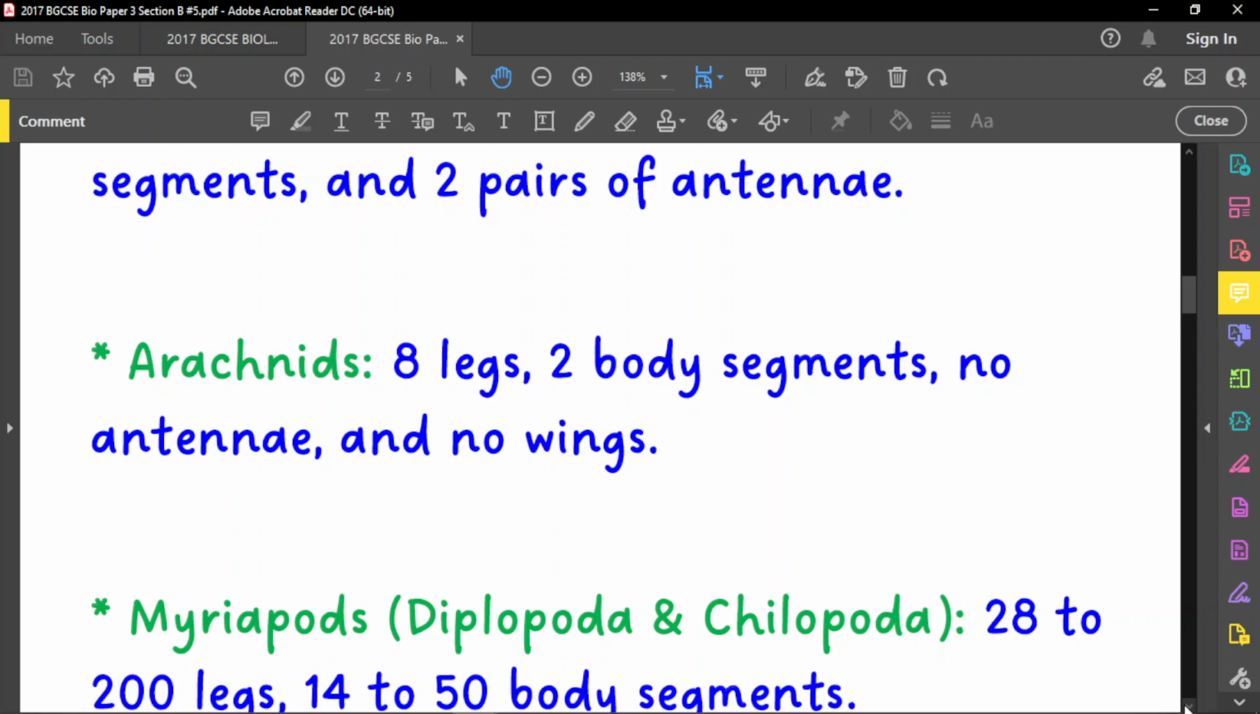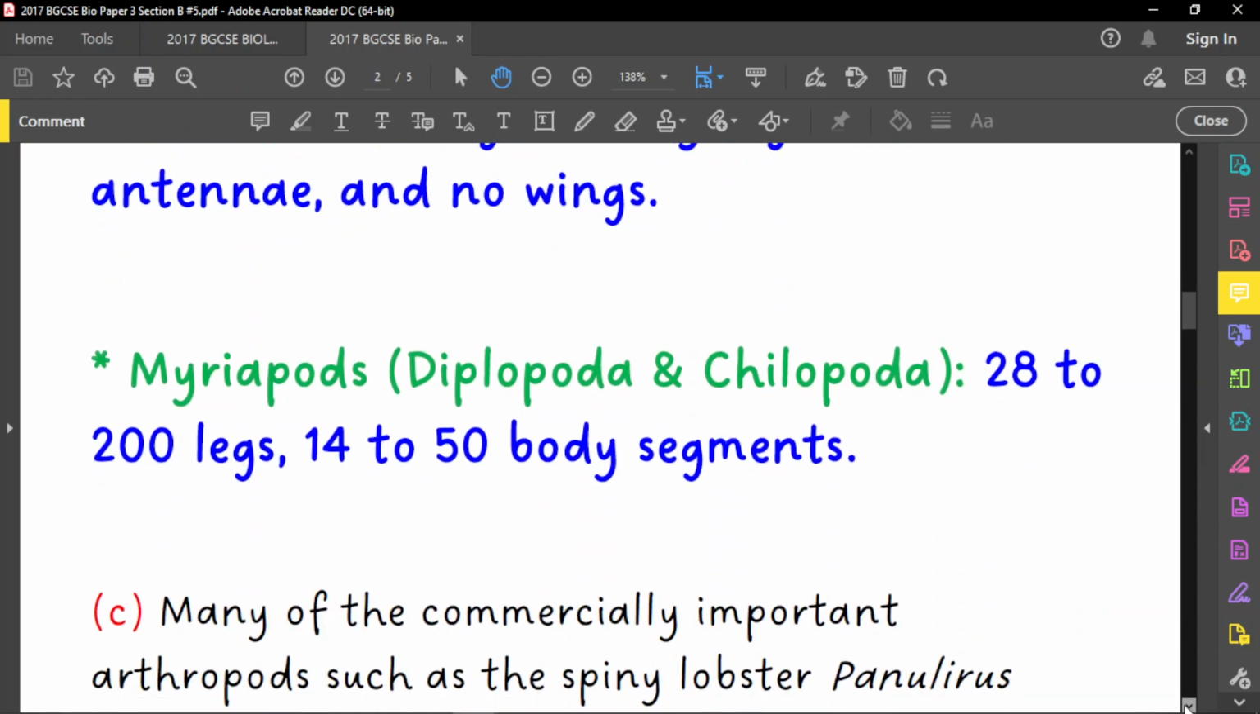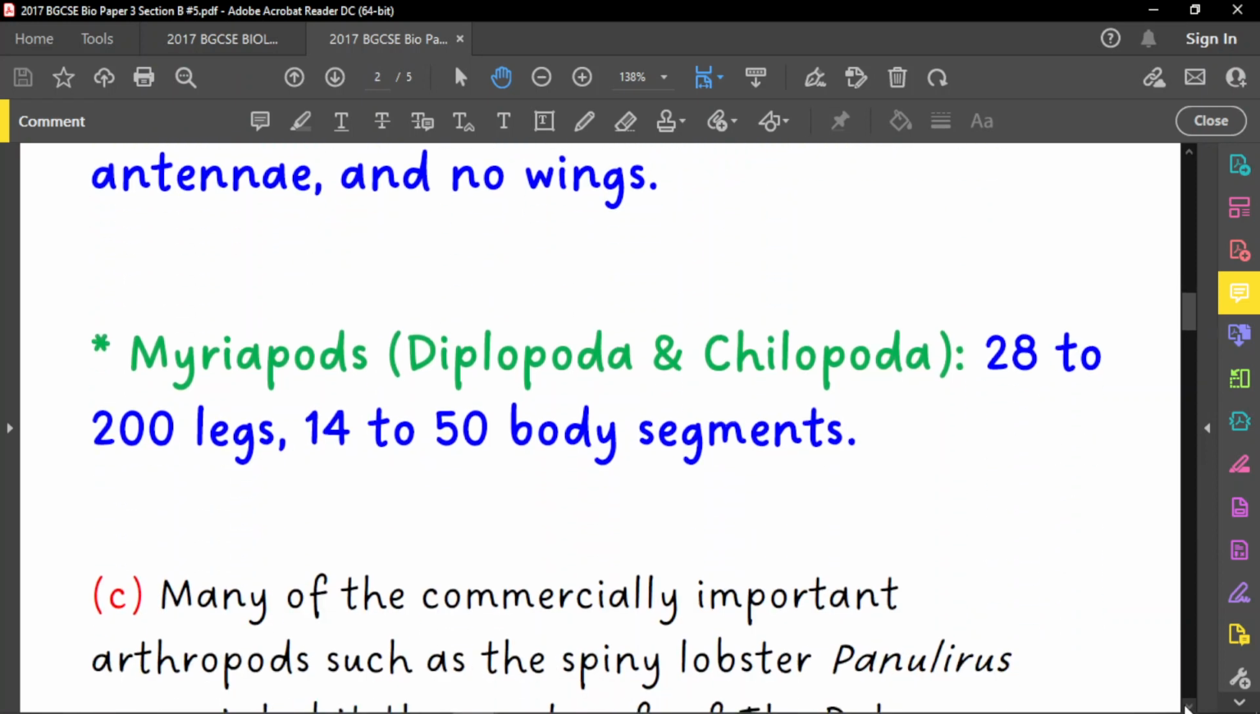All right, and I'm giving the 4th one. They will ask us for 3, I think. All right, so we have myriapods, and myriapods are either of 2 types. We have Diplopoda and Chilopoda, and the Diplopoda and Chilopoda will be millipede and centipede, right? In combination, they have between 28 to 200 legs. All right, from 28 to 200 legs. Of course, millipede and centipede will be different.